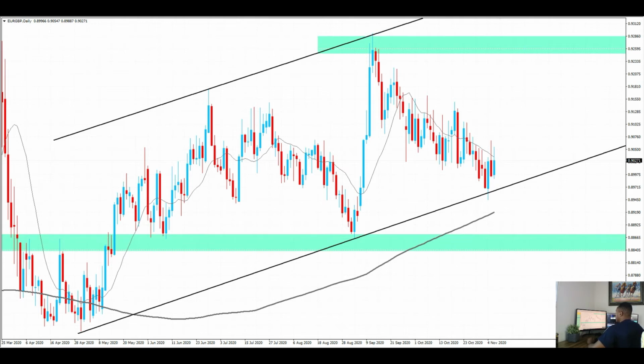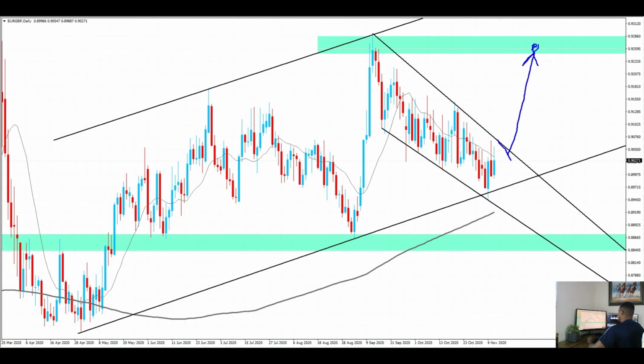We do still have that corrective pattern that I've been talking about. As you can see, we haven't broken out of it yet. So if you do see a breakout of this channel to the upside, again, we can be expecting a longer push, maybe to test the resistance up there, which could be a nice place to look to short for Euro GBP.